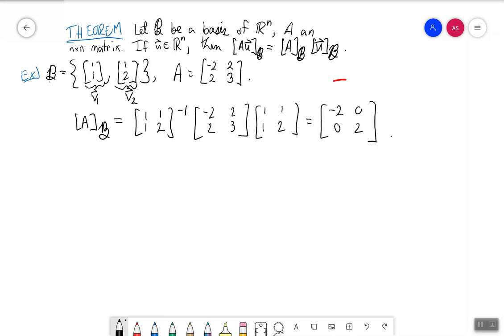I want to point out that this matrix right here is diagonal. So we've effectively just diagonalized this matrix A that we started with. And this idea is what we're going to be working with in the next couple of lessons. The idea being that by changing coordinates in the right way, we'll end up with a diagonal matrix for most square matrices.